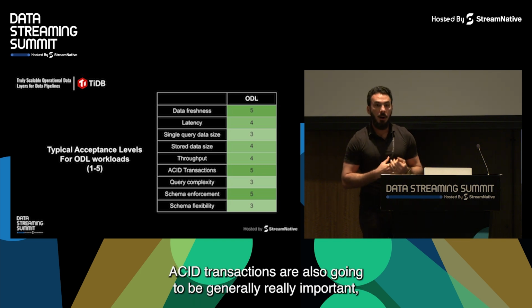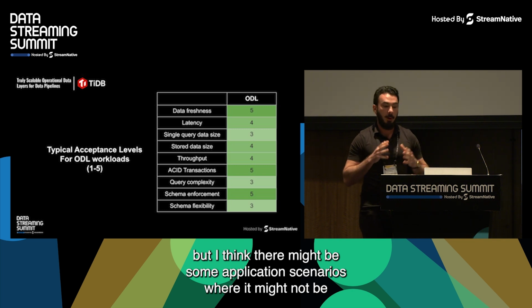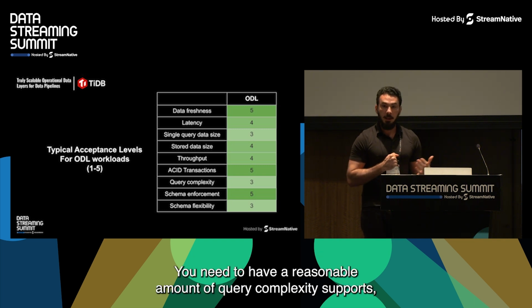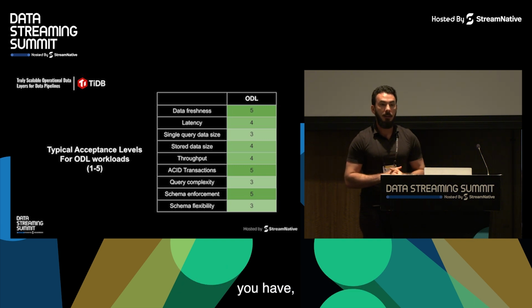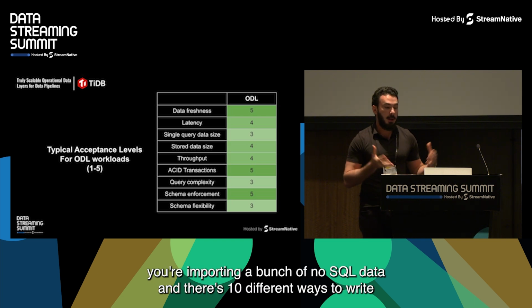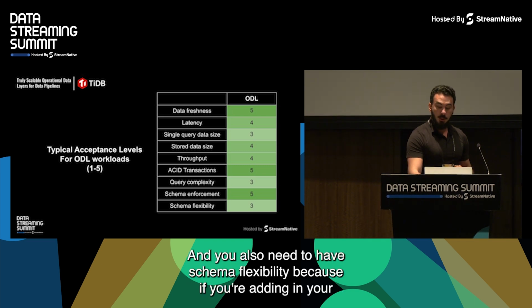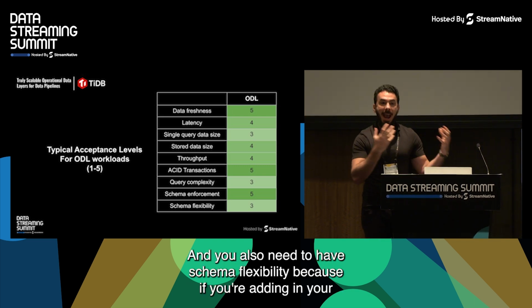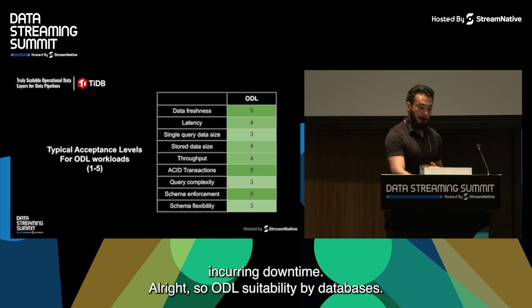ACID transactions are also going to be generally really important, but I think there might be some application scenarios where they might not be. Query complexity, you need to have a reasonable amount of query complexity support. You're going to have to enforce schema, because if you're importing a bunch of NoSQL data and there's 10 different ways to write revenue, then you're not going to get accurate data. And you also need schema flexibility, because as you're scaling, you need to be able to make changes to your schema without incurring downtime.